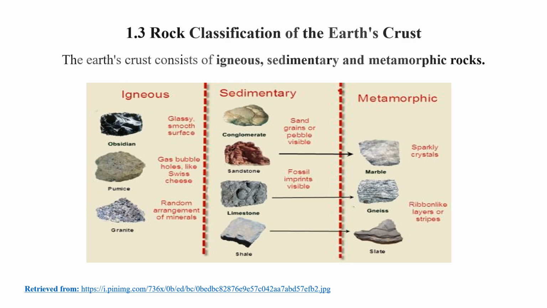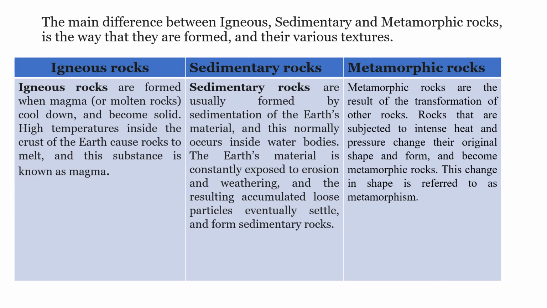1.3 Rock classification of the Earth's crust. The Earth's crust consists of igneous, sedimentary, and metamorphic rocks. The main difference between igneous, sedimentary, and metamorphic rocks is the way that they are formed and their various textures. Let's look at the table. Igneous rocks are formed when magma or molten rocks cool down and become solid. High temperatures inside the crust of the Earth cause rocks to melt, and this substance is known as magma.